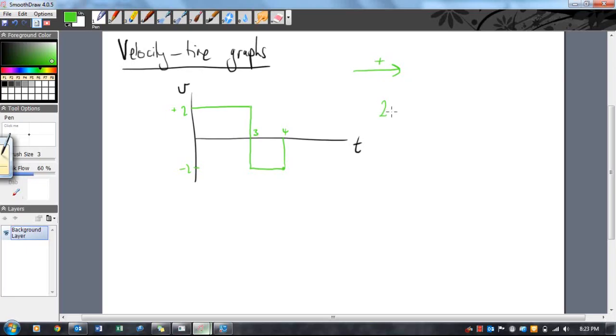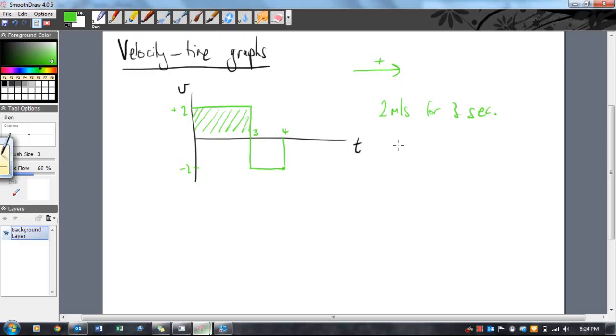So let me just write that down. I'm travelling at 2 meters per second for 3 seconds. How far have I travelled in that time? Well, 2 meters per second times 3 seconds, 2 times 3. In other words, it's the area under here, 2 times 3. So the area under this graph locked in here is the distance travelled in that time.